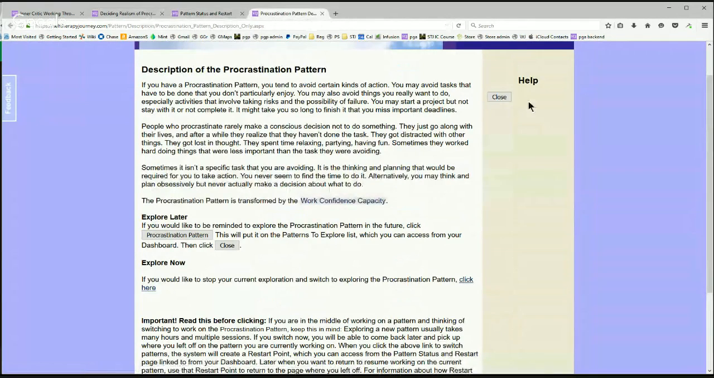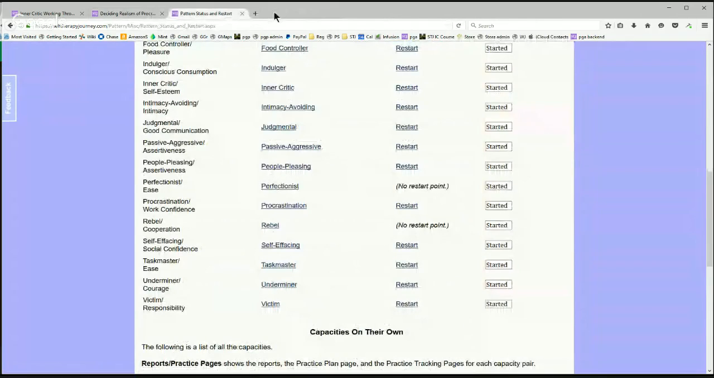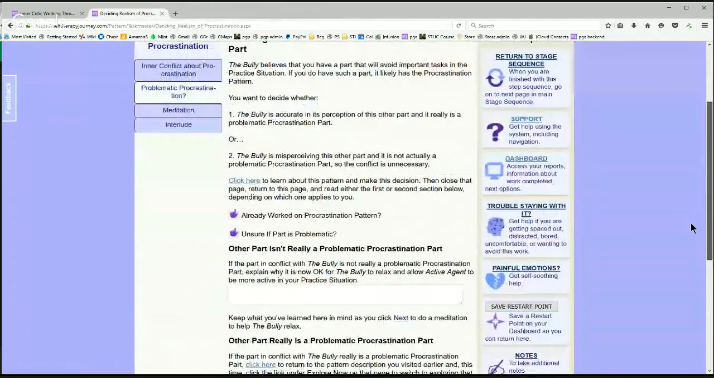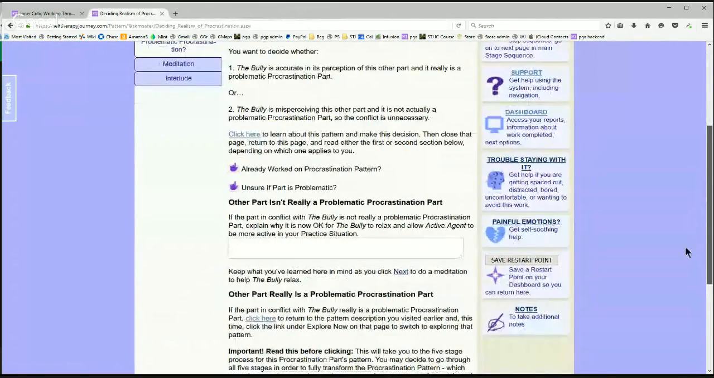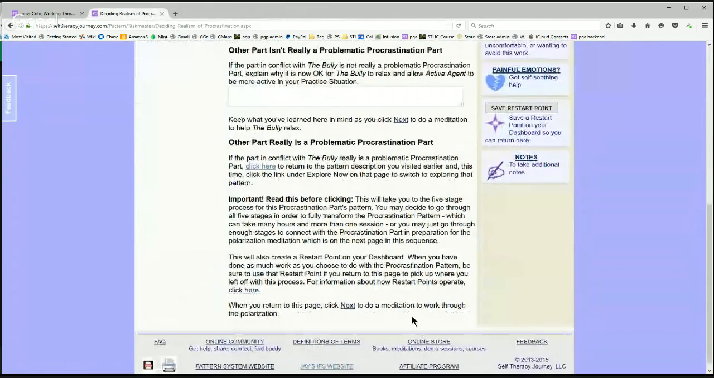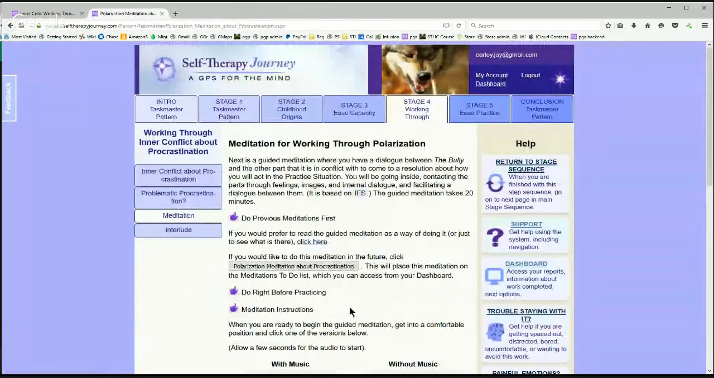But anyway, I'm going to close this now. And I'll close that, and I'll be back here. So now at this point, you've done a lot of work on your procrastination pattern and hopefully made some movement so you're not procrastinating so much. But you still have an inner critic, an inner conflict, which is also known as a polarization in IFS, an inner conflict between the taskmaster critic and the procrastinator.